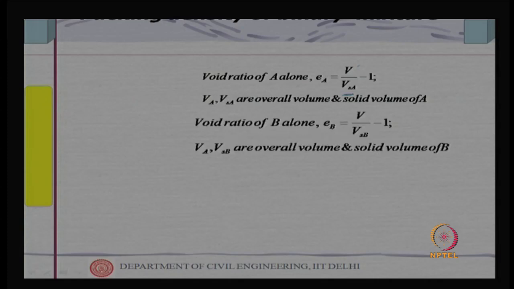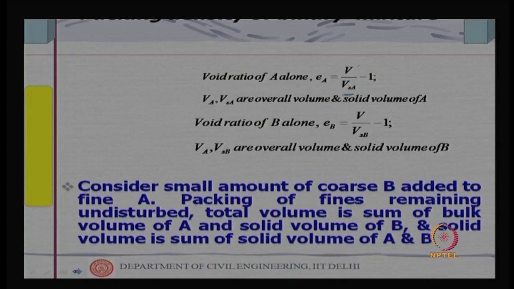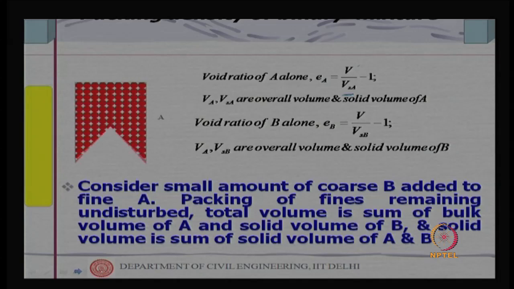Void ratio of B is V divided by VSB minus 1. That means, if I fill in the whole system with B alone, then the volume of solid that would occupy is given by this. Now, just consider a small amount of B is added to fine A. This is my A and I have just added small amount of B.